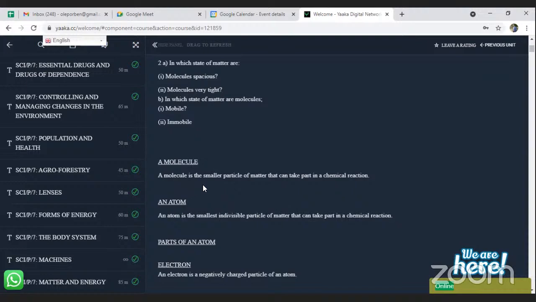So what is a molecule? A molecule is the smallest visible particle of matter that can take part in a chemical reaction. A smaller particle of matter that can take part in a chemical reaction. So you need to understand these things here so that when you get there, it is just a walkover. It will be repetition. Then an atom, what is an atom?